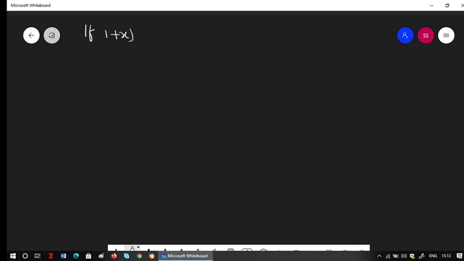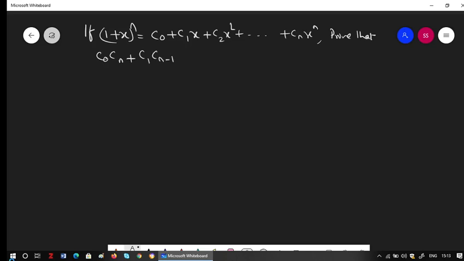(1 + x)^n = c0 + c1x + c2x² + ... + cnxⁿ, then prove that c0·cn + c1·cn-1 + ... + cn·c0 = (2n)! / (n!·n!). We have to prove this.